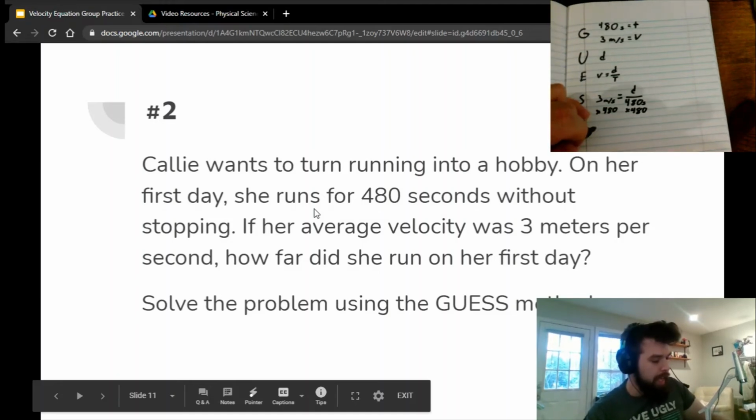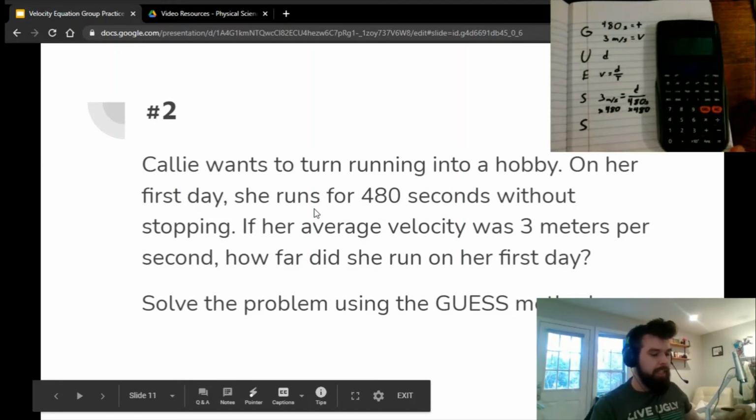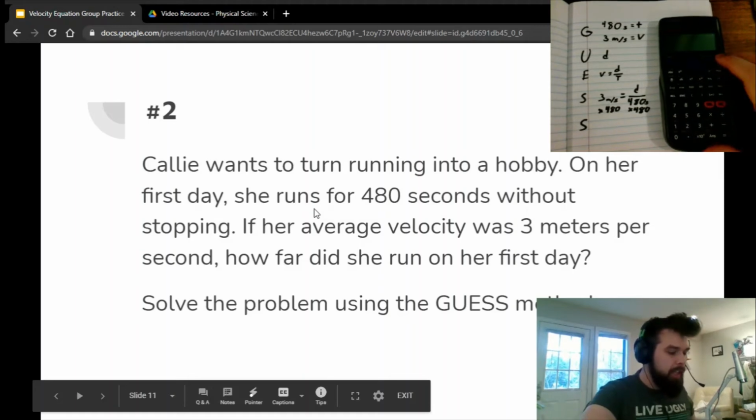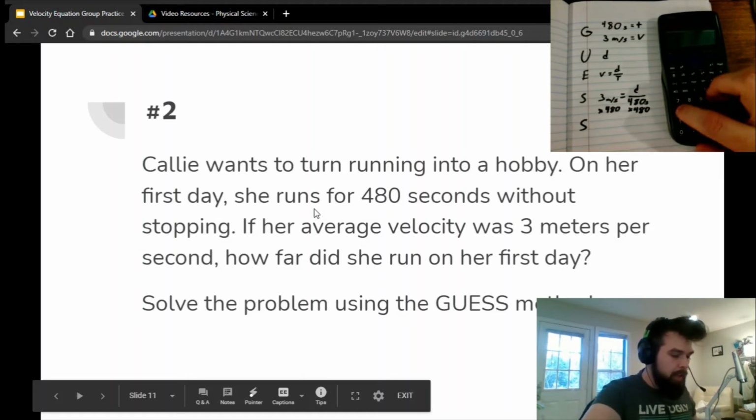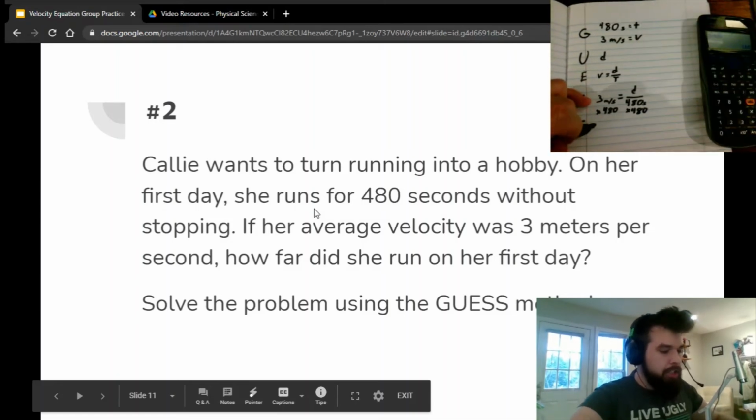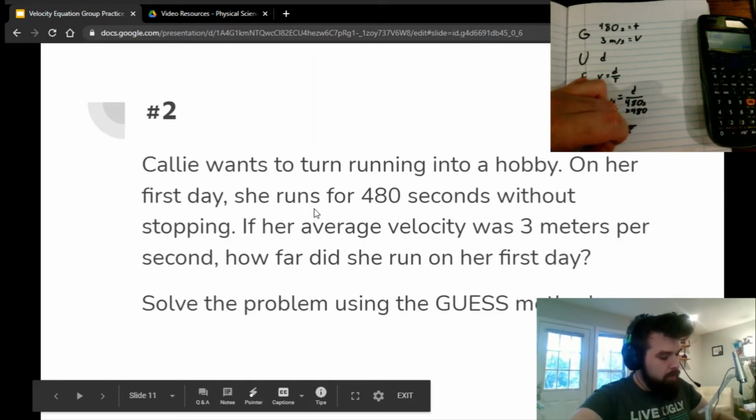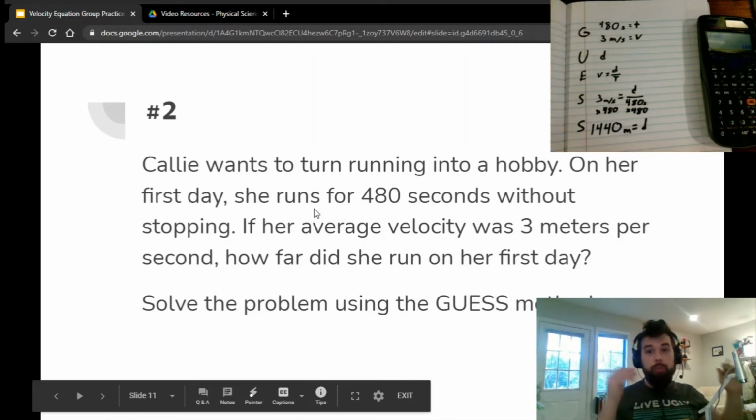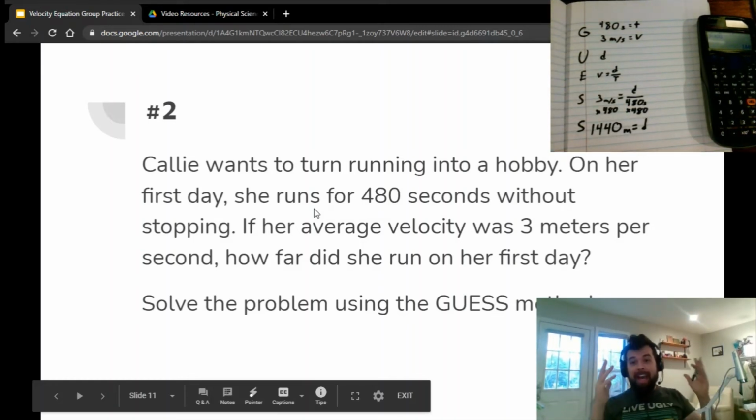And after I do that, let's see. Can take out my trusty dusty calculator. 3 times 480. Looks like she ran 1,440 meters. That is my distance. There you go. You guessed it. It's as easy as that.